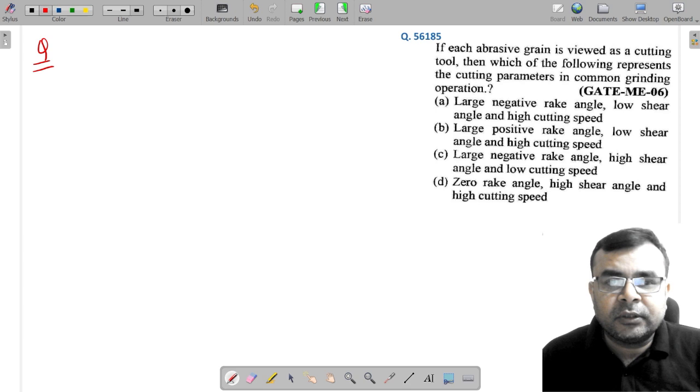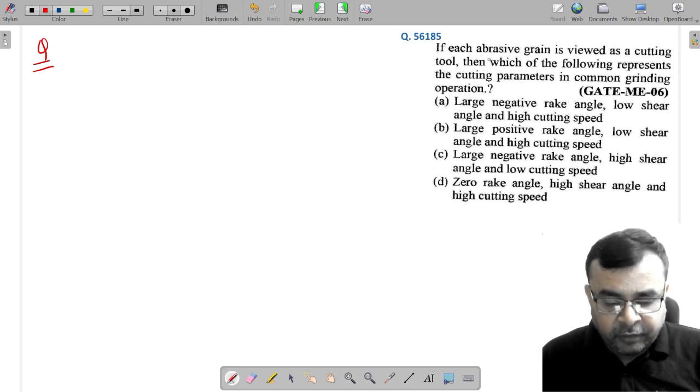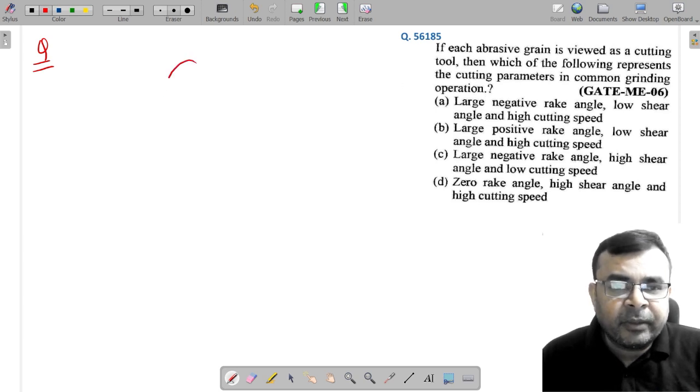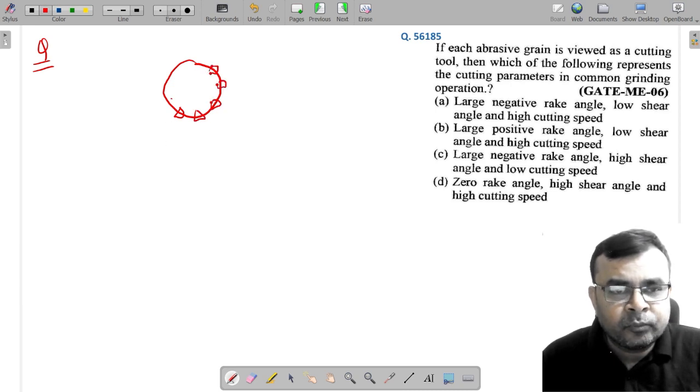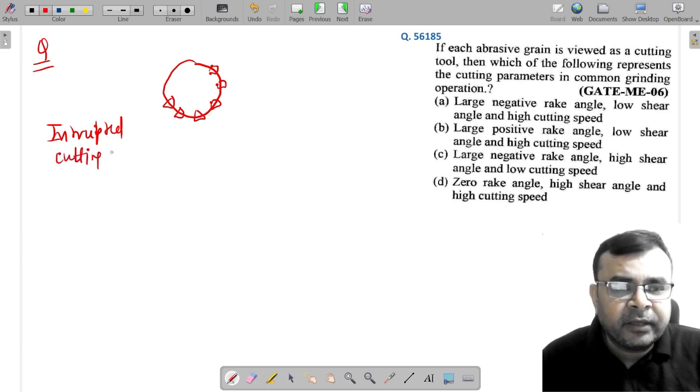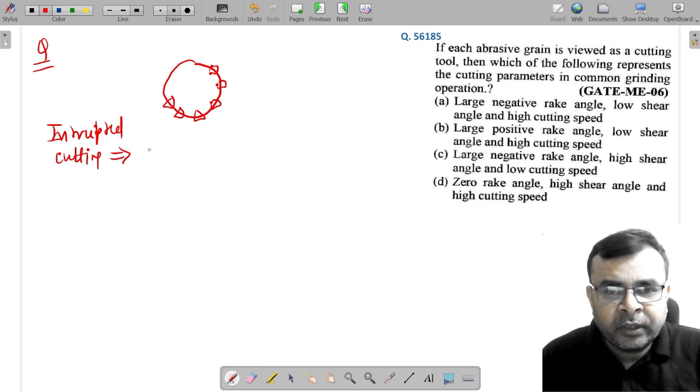And now you can see the next question. If each abrasive grain is viewed as a cutting tool, then which of the following represents the cutting parameters in the common grinding operation? So listen, in the grinding operation, let's suppose this is a grinding wheel in which we have multiple abrasive particles, yes or no, like this. So simply can I say in this we have interrupted cutting, or you can say discontinuous cutting. And whenever we have interrupted cutting, then we need strong cutting edges.